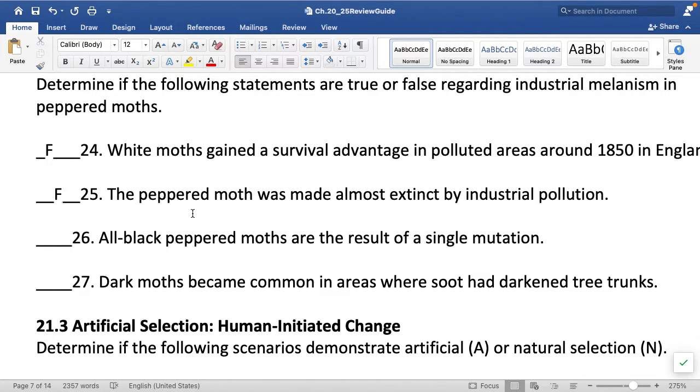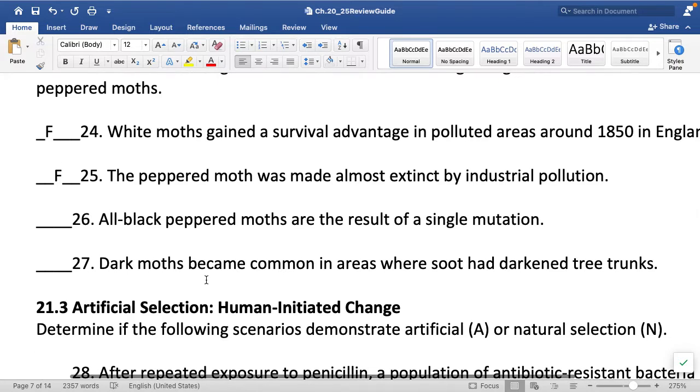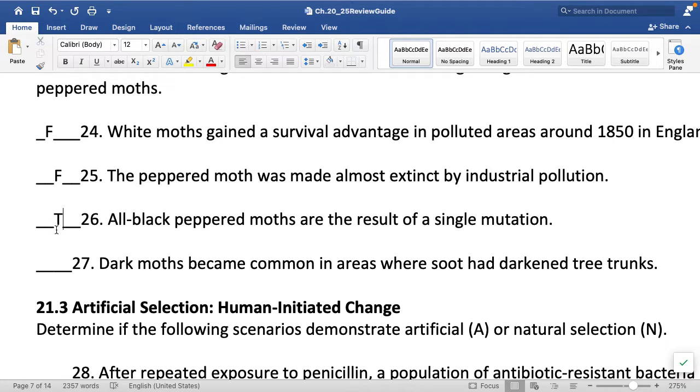They were pretty common. All black peppered moths are the result of a single mutation. I didn't know that, but that is true. Dark moths became common in areas where soot had darkened the trees. That's true.